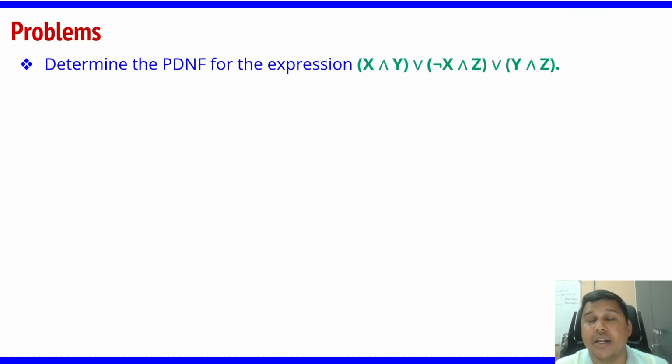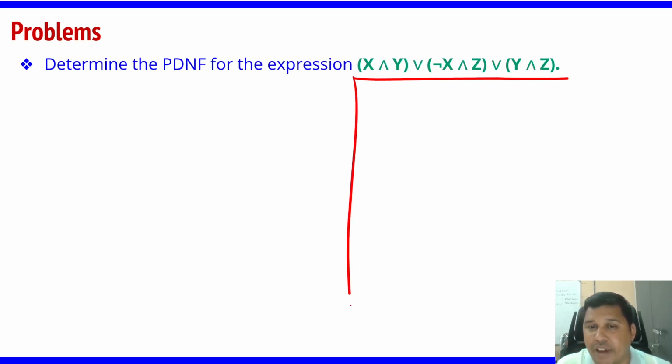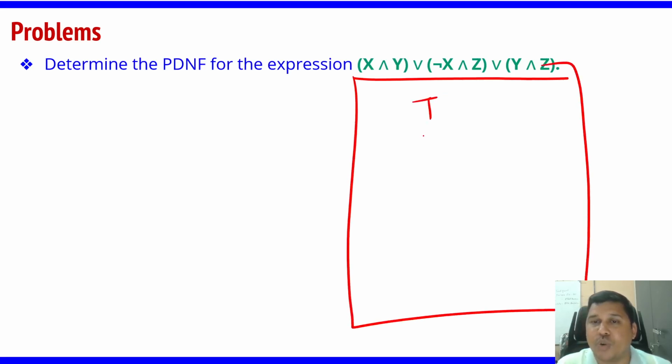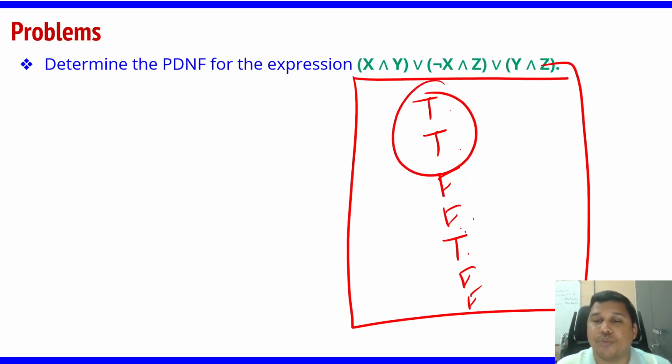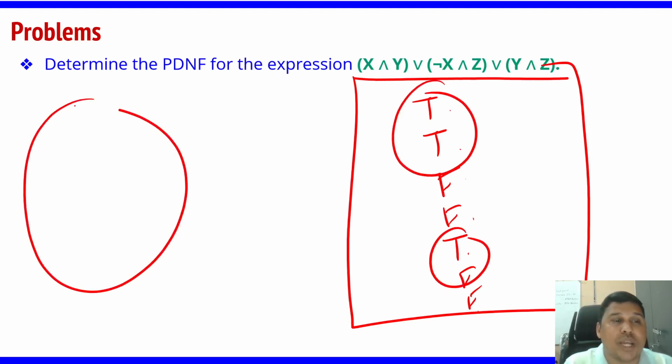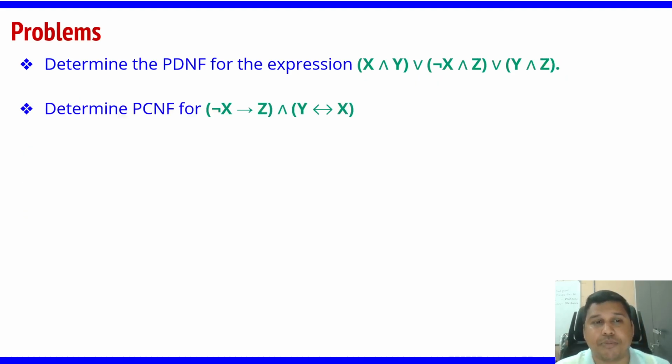How are we doing it? Construct the truth table. For this expression, find out the final table value. So you have true, true, false, false, true, false, something like that. When you have an expression like this, for which combinations we got true, you take those input combinations and represent them as the expressions.